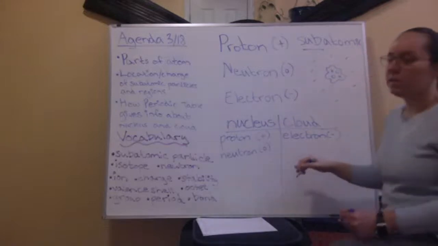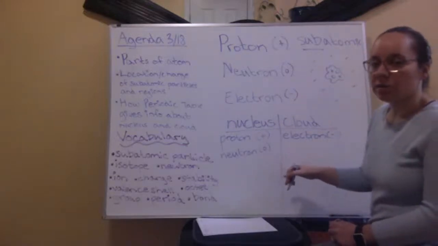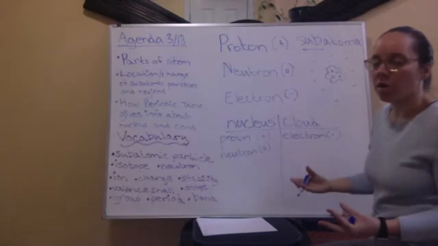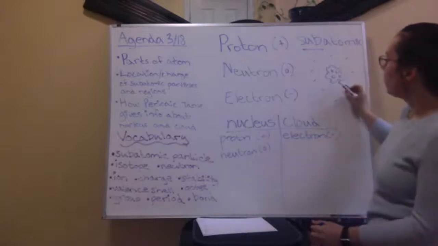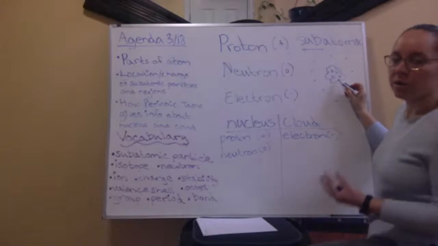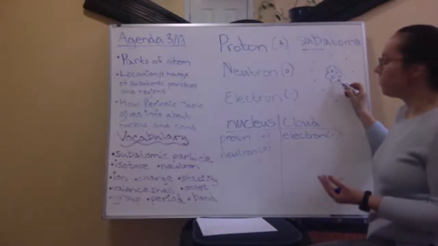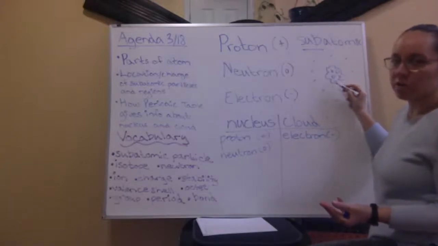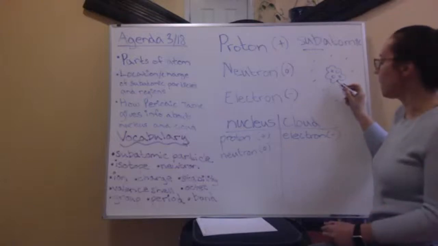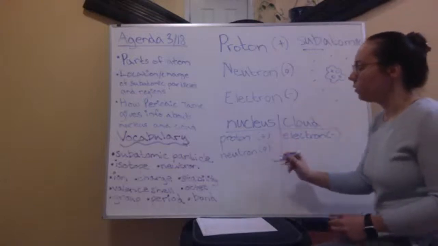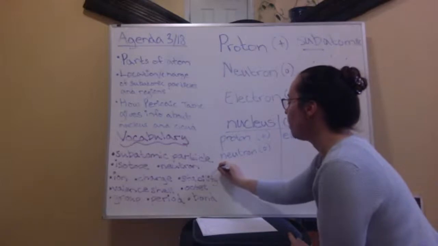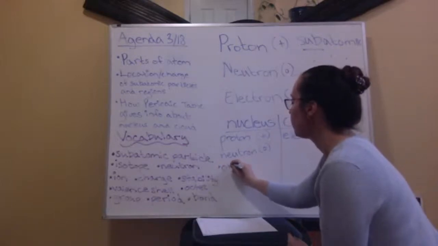So something that you do need to keep in mind is that the nucleus has an overall positive charge, because the nucleus is made up of protons and neutrons. If neutrons have no charge, then the only charge of the nucleus has to be positive, okay? So I want you to note up under nucleus that it has an overall positive charge.